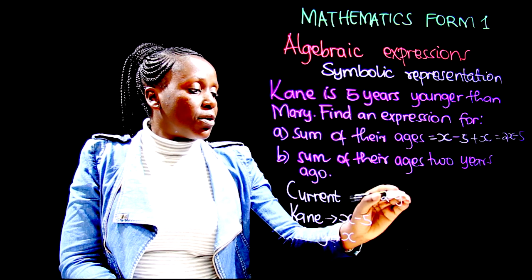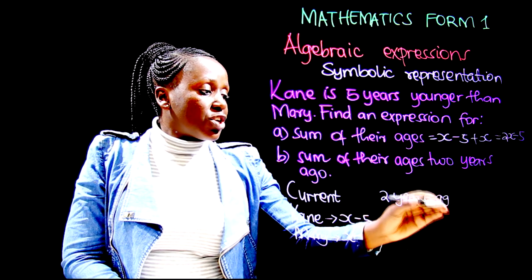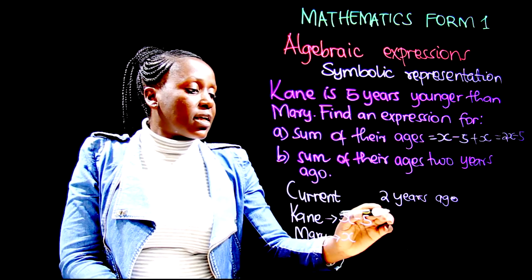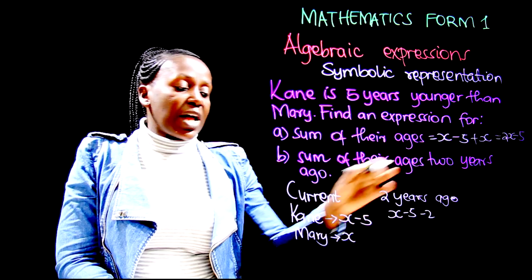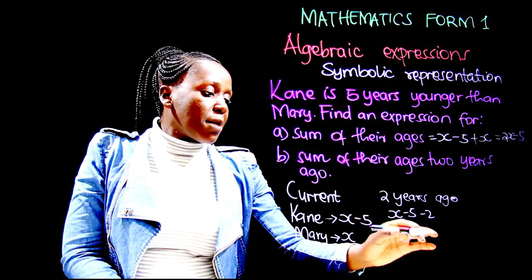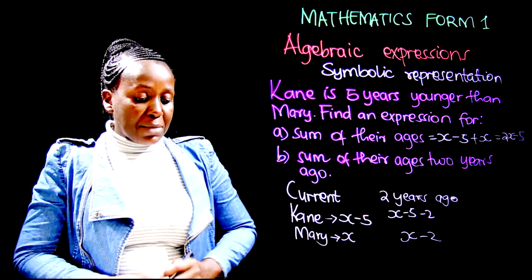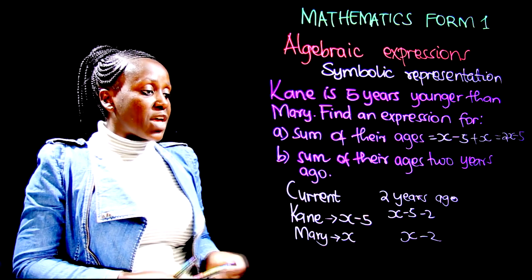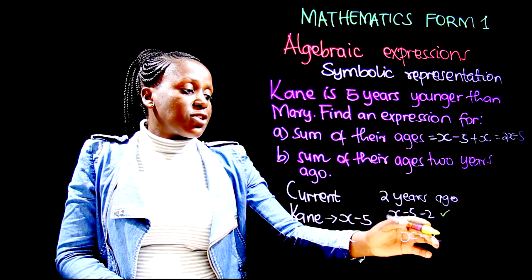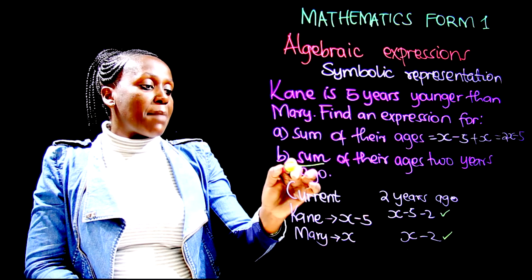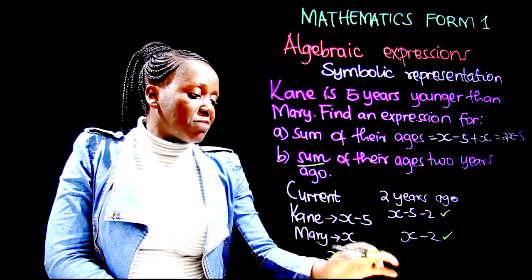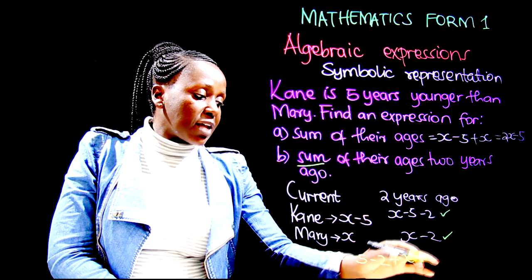So 2 years ago, the age of Ken was less by 2 years. Currently, he is at X minus 5, so we subtract 2 from his current age. Same case to Mary, this will be X minus 2. So when we want to determine the sum of their ages 2 years ago, we are going to take X minus 5 minus 2, then we add to X minus 2. Remember, sum means that we add. So this is going to be equal to X minus 5 minus 2 plus X minus 2.